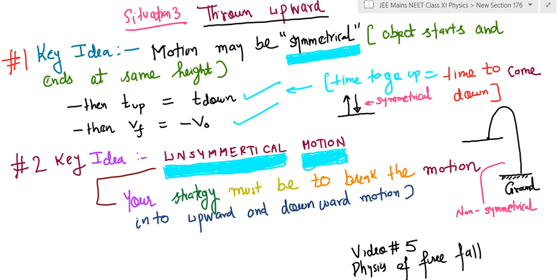Now we have understood the sense of direction, and we have understood that at the highest point the velocity will become 0, and that throughout the motion you will have acceleration due to gravity.